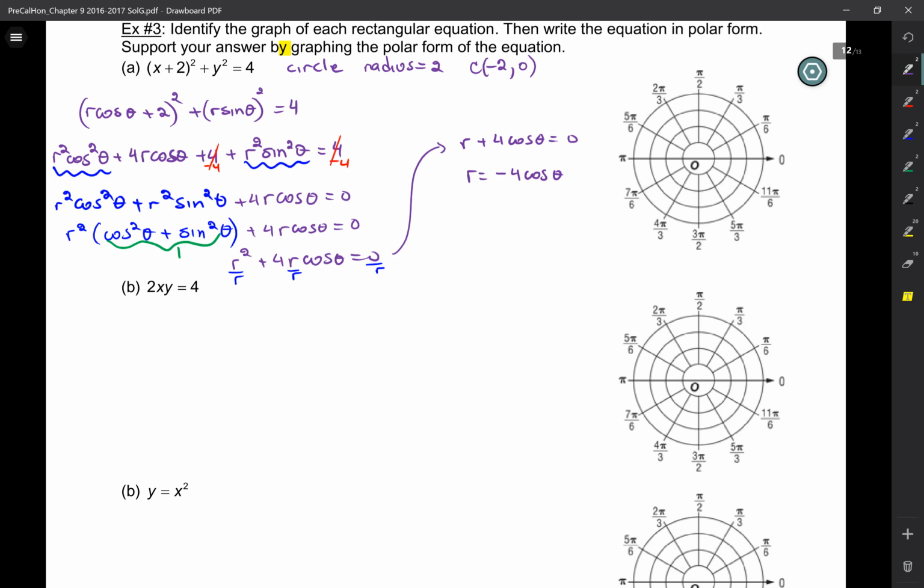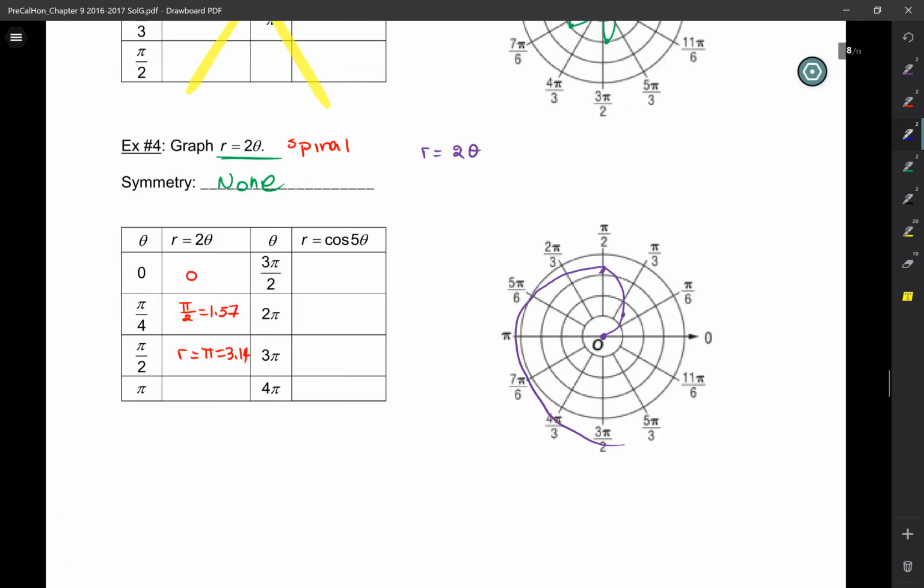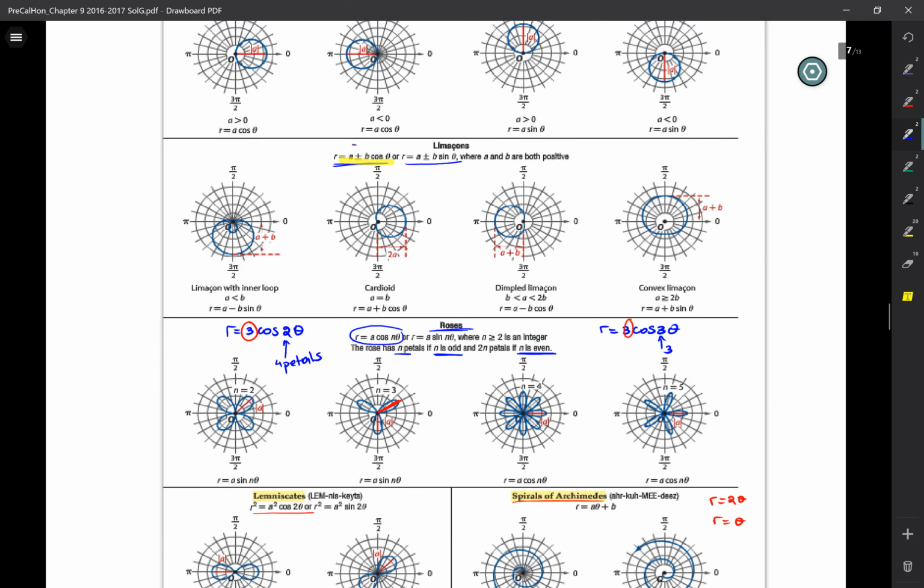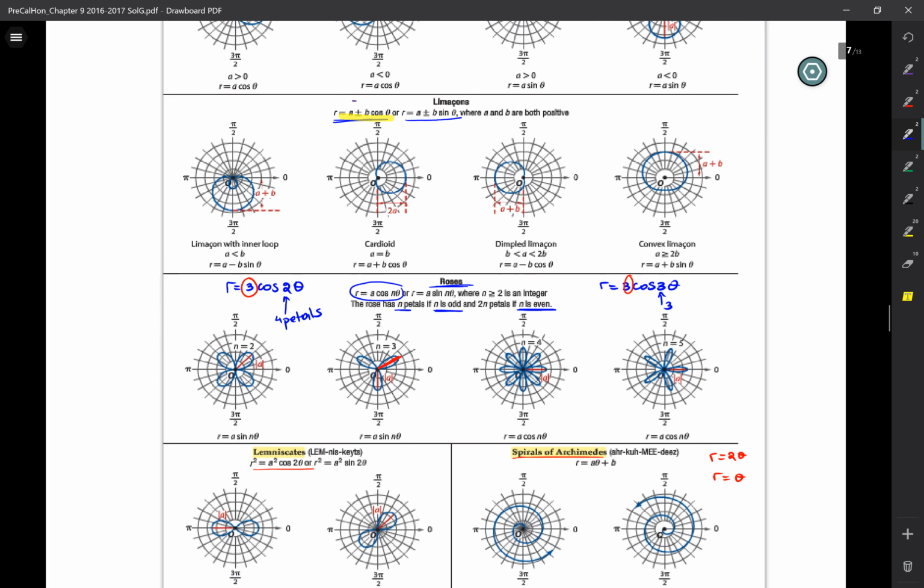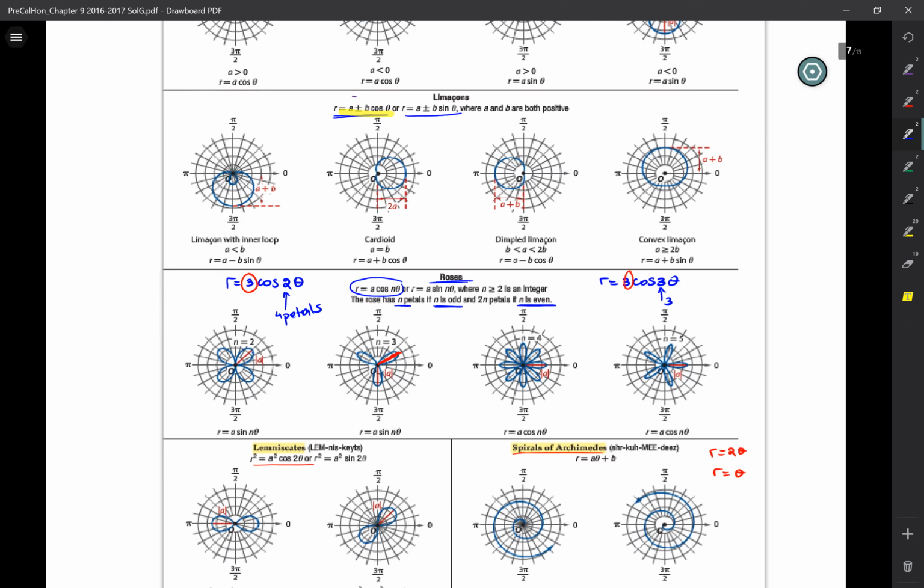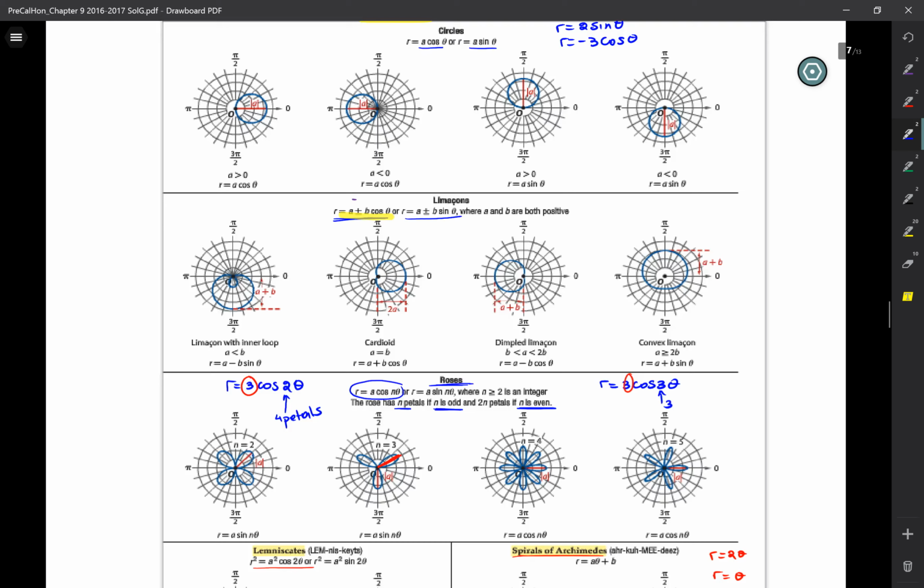No, because I didn't factor it out. I divide it through by r. So r is negative 4 cosine theta. Okay? Now, if we go back here, I'm going to go back in a minute. But here, take a look. So I got r equals negative 4 cosine theta, right?